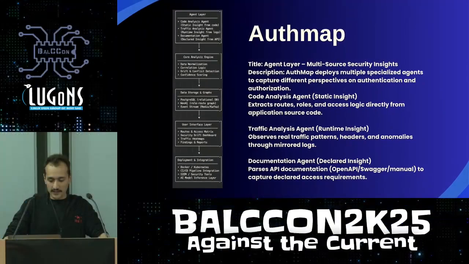The documentation agent attempts to parse API documentation and information. This could be OpenAPI, Swagger, or even manual documentation, such as Confluence, which is the one that I've seen in a while that developers use. So the documentation agent is going to go and look for what the developers had intended and what they were hoping to achieve in terms of authorization mapping.